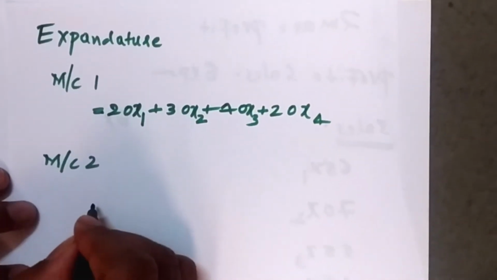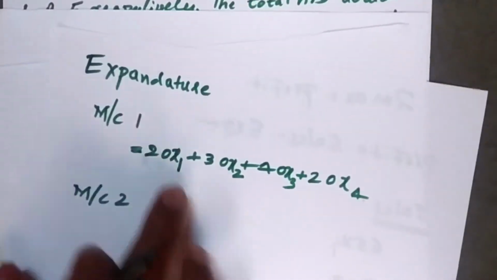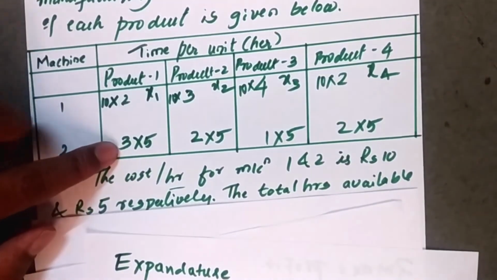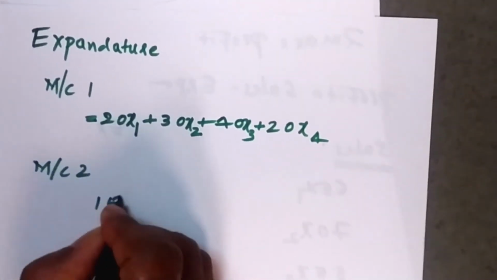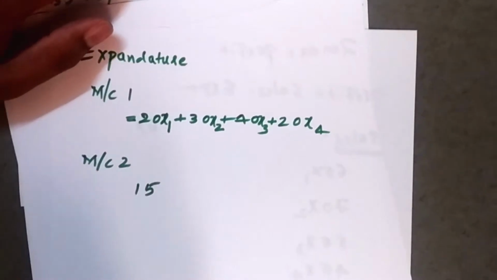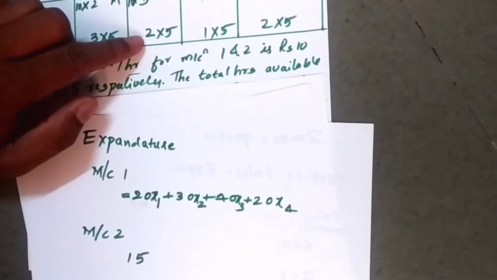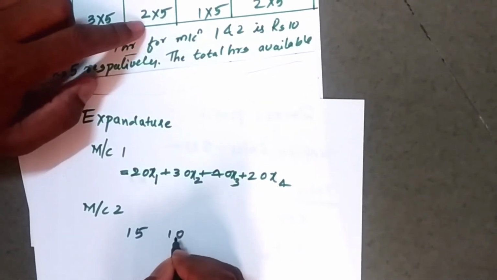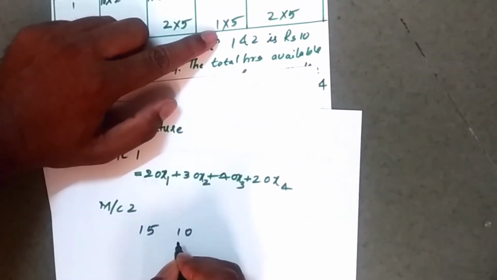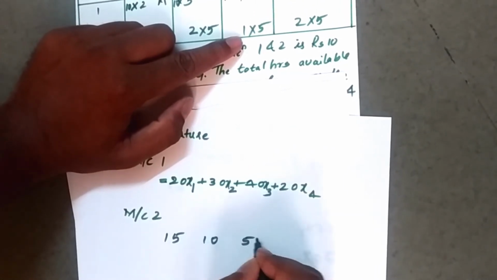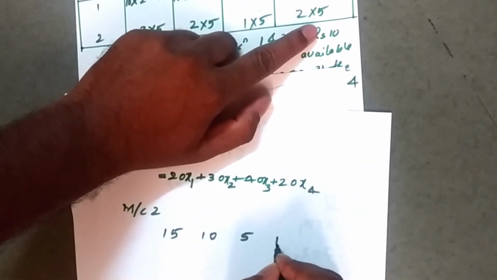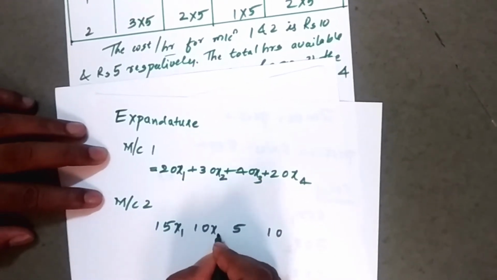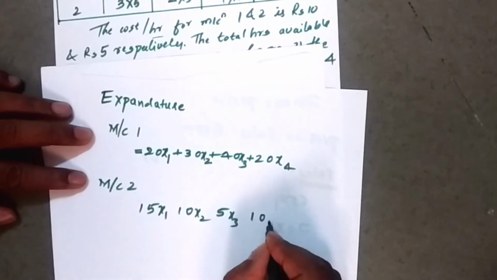For 1 hour it is 5. For 3 hours it is 15 rupees. And the second one, they need 2 hours. 1 hour is 5 rupees, so 2 into 5 is 10. Third, they need 1 hour, so 5. Then the last one is 2 into 5, it is 10. So this is for a single product. We have said that for product 1 X1, this is X2, this is X3, and this is X4.